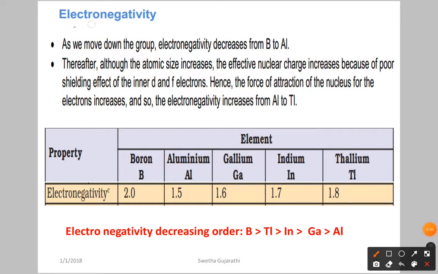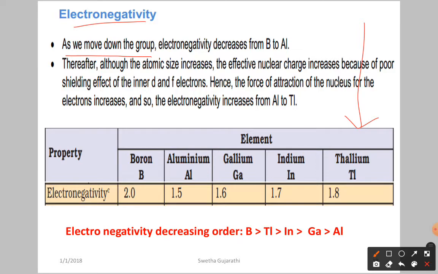Now we see the electronegativity here. Generally, as you know very well, as we move down the group, electronegativity decreases, isn't it? But in the groups we have so many exception cases that you have to remember. In classification we discuss the general tendency, but actually we have so many exceptions.